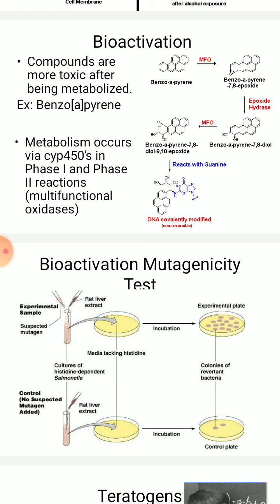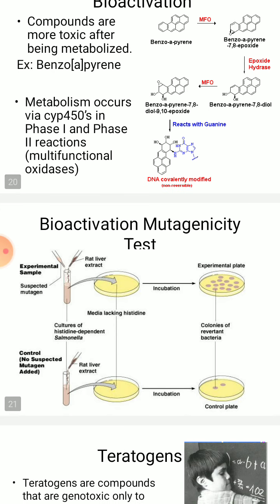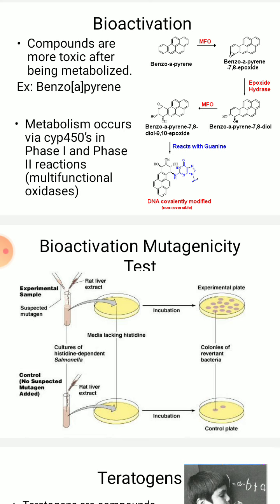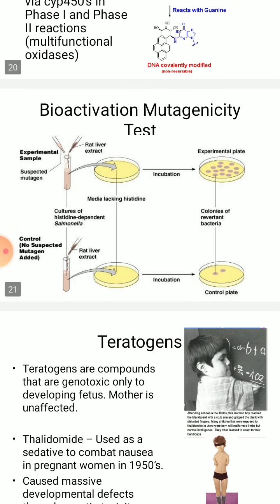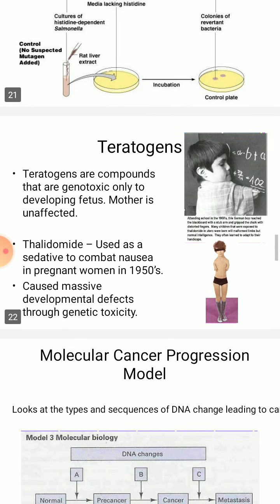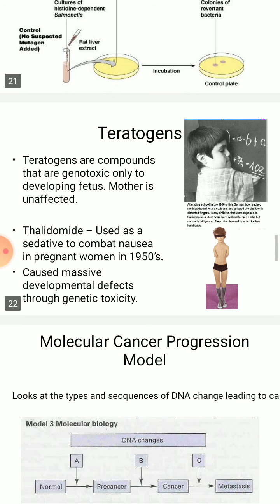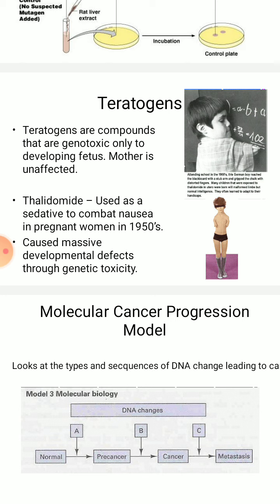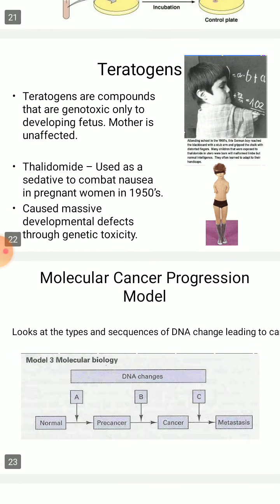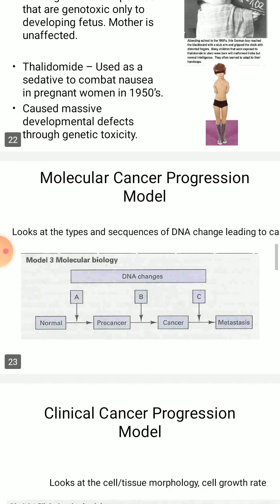Bioactivation. Compounds are more toxic after being metabolized, for example benzopyrene. Metabolism occurs via cytochrome P450s in phase 1 and phase 2 reactions. Bioactivation mutagenic tests are carried out by the following procedure. Teratogens. Teratogens are compounds that are genotoxic only to the developing fetus. The mother is unaffected. Thalidomide, used as a sedative to combat nausea in pregnant women in the 1950s, caused massive developmental defects through genetic toxicity.